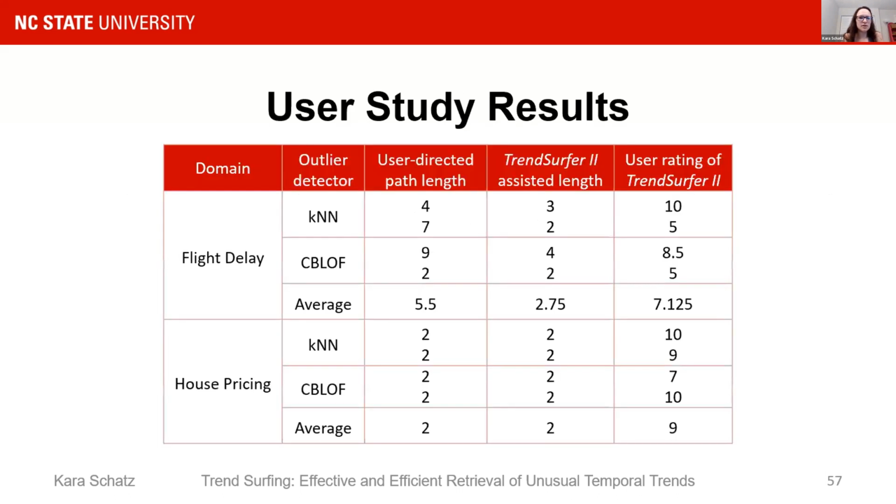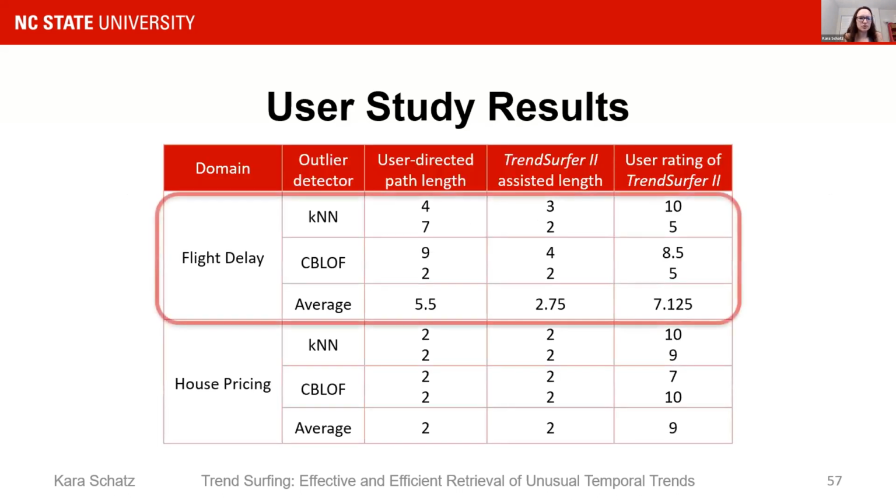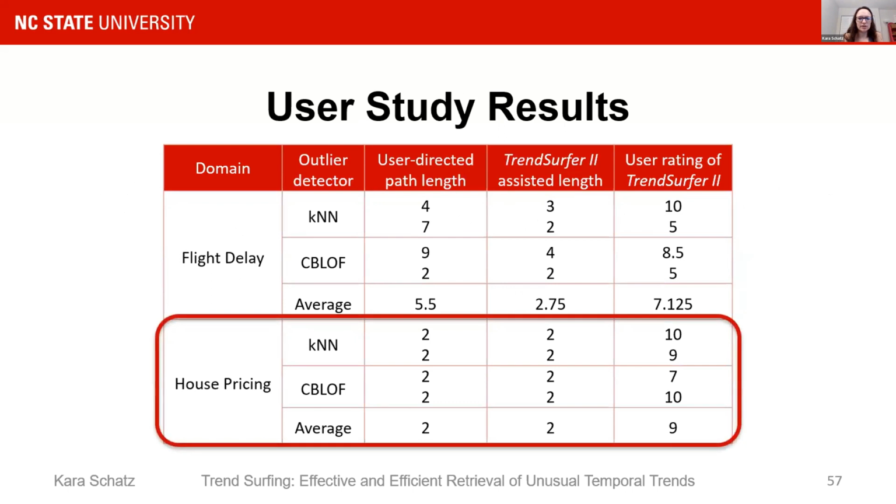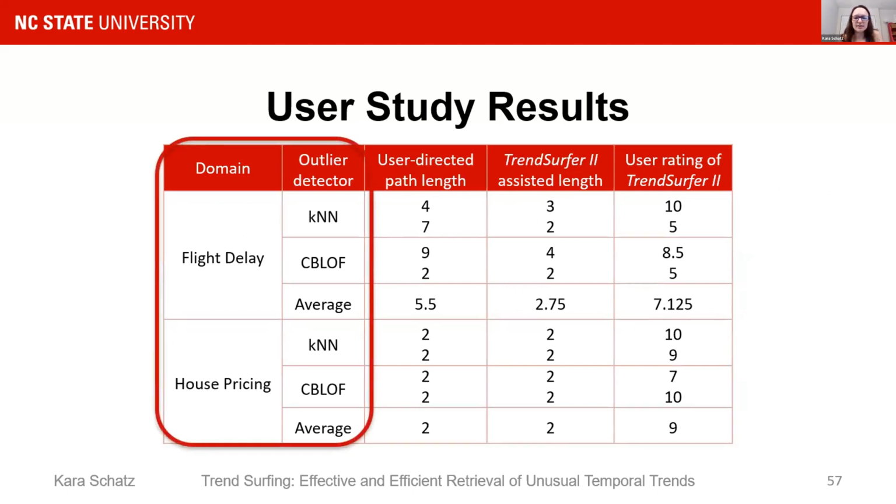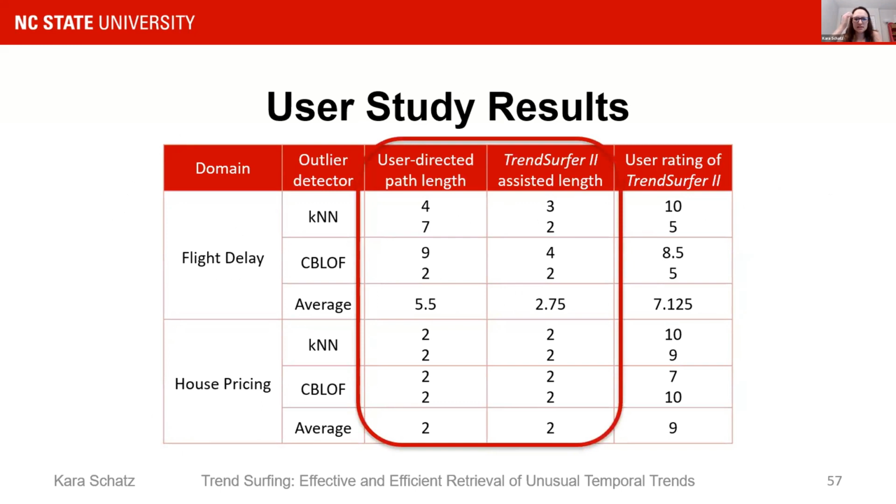So for the results here, we again asked 4 users to look at the flight delay dataset and 4 to look at the house pricing dataset. The first 2 columns indicate the data domain and the outlier detector assigned to each user. And the results demonstrate the validity of our hypothesis.